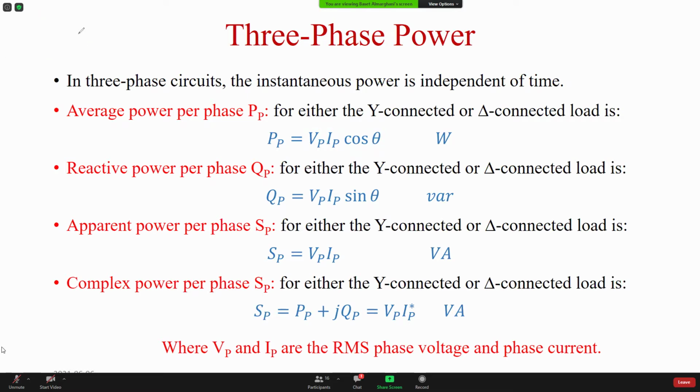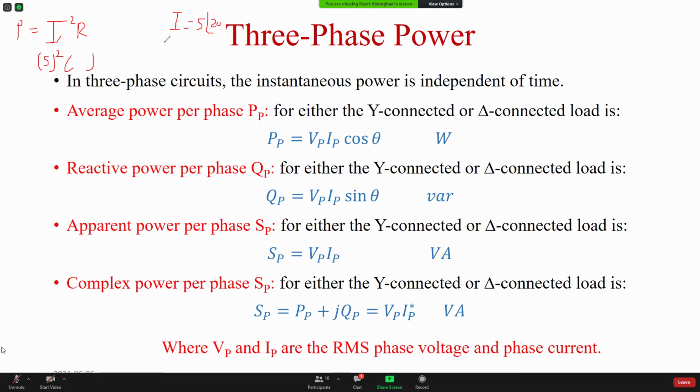Is this okay? Because this is the common thing. People say, okay, I squared R is the power. I give them the current 5 angle 20. They come here and 5 angle 20. No, power doesn't have just the magnitude.